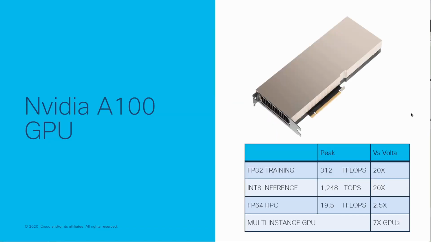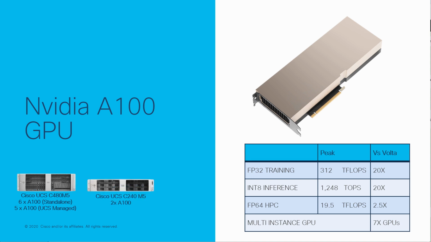The NVIDIA A100 Tensor Core GPU delivers unprecedented acceleration at every scale for AI and machine learning applications, with 20x performance from the previous generation and 40 GB of HBM2 memory. It will be supported on Cisco UCS C480 M5 server, where you can use 6 PCI GPUs in standalone mode and 5 in UCS managed mode. In Cisco UCS C240 M5 server, you can use 2 of these GPUs.